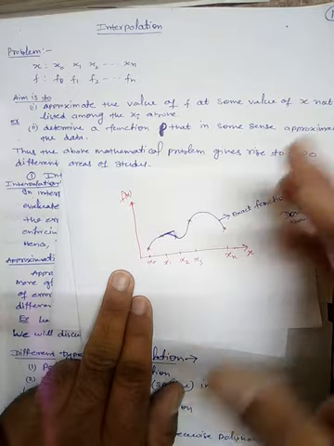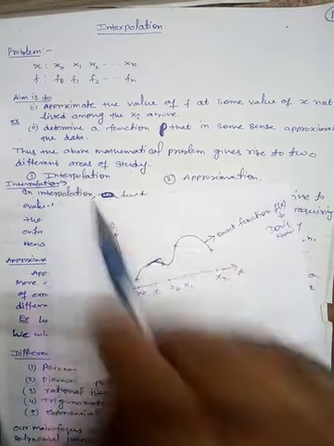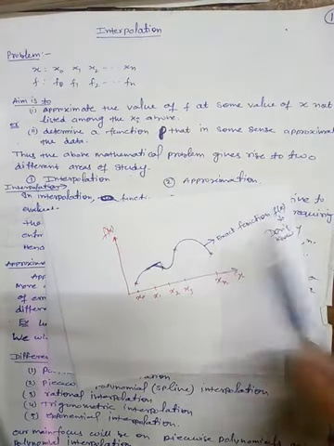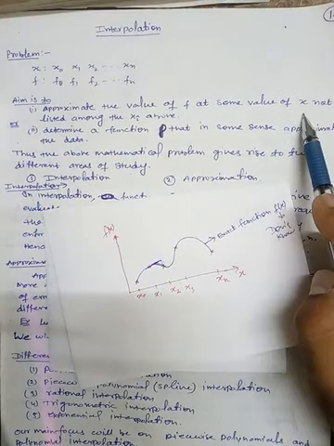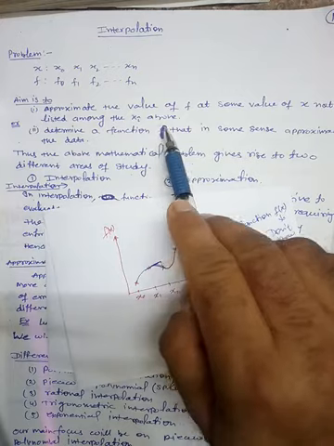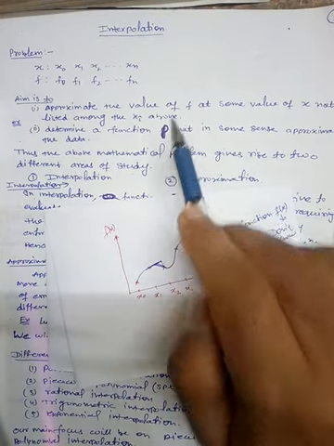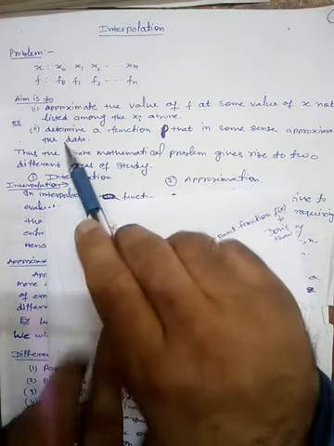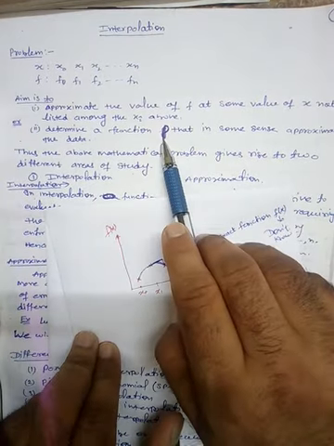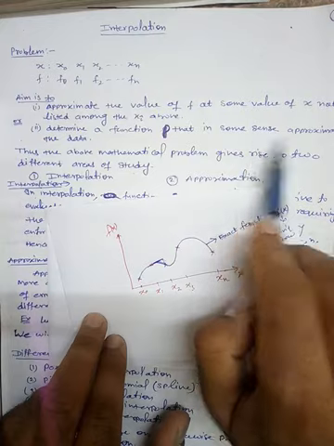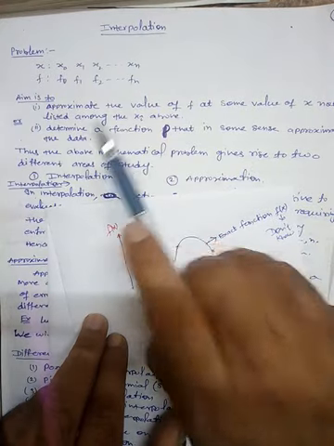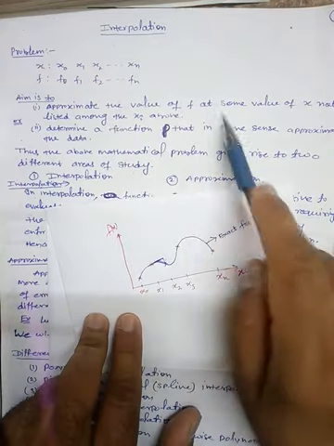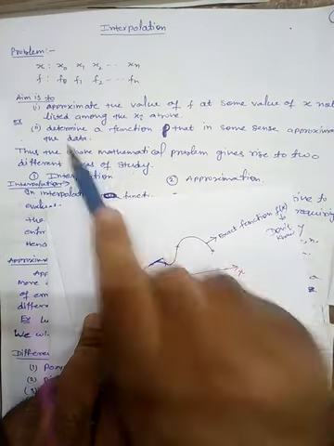Fine. So basically what is our aim? Our aim is to approximate the value of f, this function, at some value of x not listed among the xi above. Okay, so this is our target. Or determine a function p that in some sense approximates the data. So our target is to approximate the value of f at some value of x not listed among the xi.